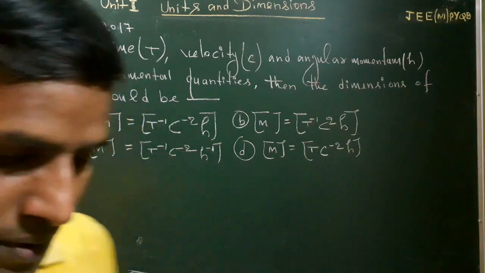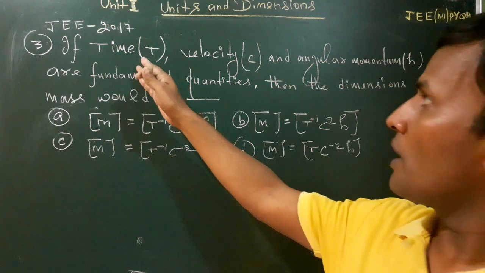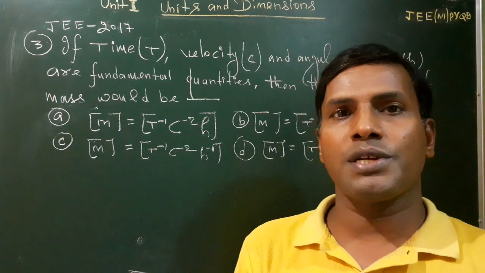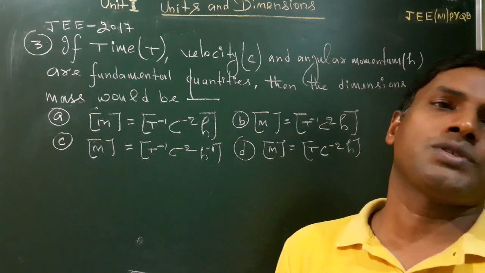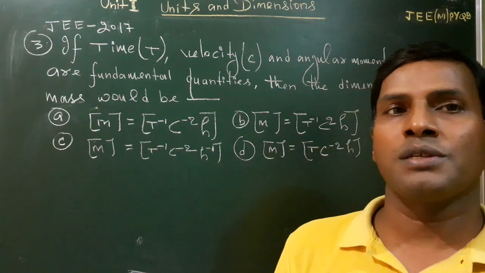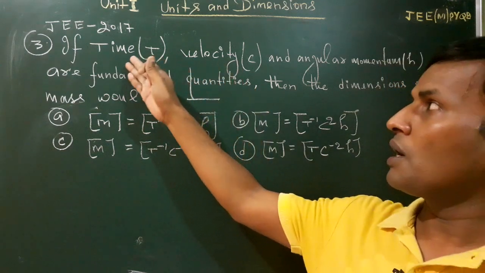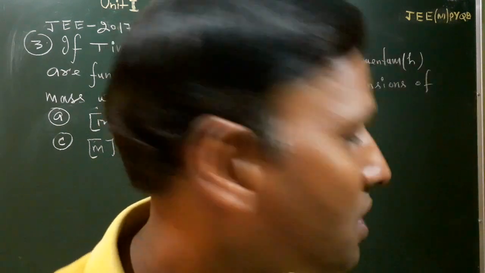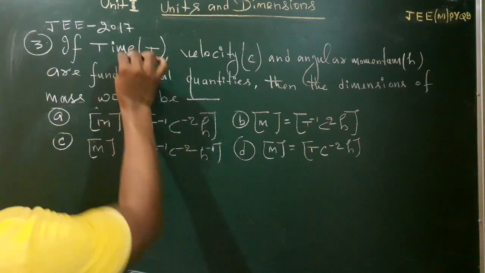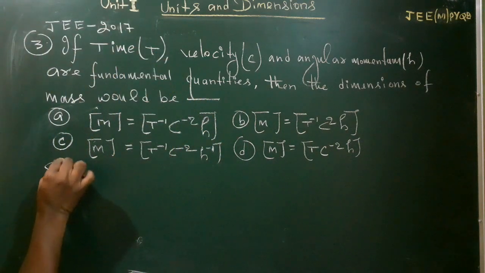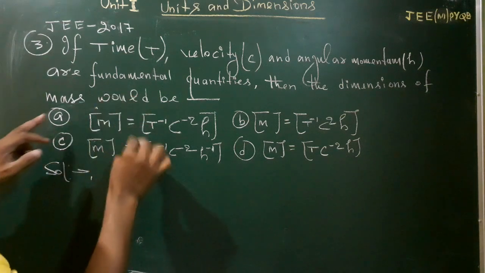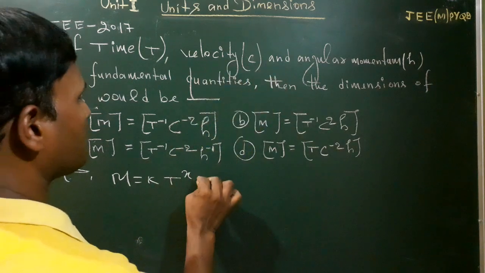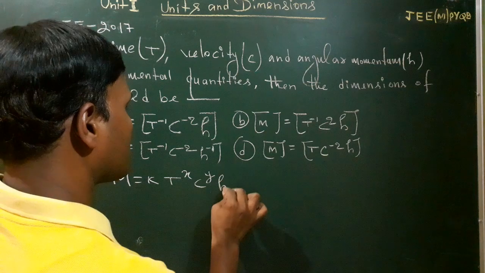In this question it has been asked, taking time, velocity and angular momentum as fundamental quantities, we need to find the dimension of mass. In this type of question we just have to suppose mass is dependent on time, velocity and angular momentum, and we can calculate with the help of a dimensional equation. See how we can solve it. Mass can be written as M equals K, T power X, C power Y and H power Z.